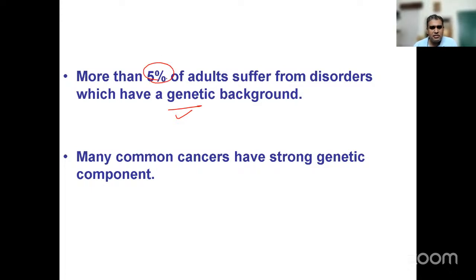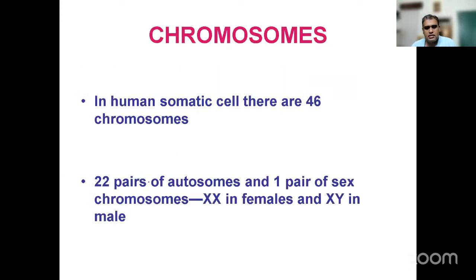Many common cancers have a strong genetic component, as you will study in pathology and medicine. It will also play a role in biochemistry. Now, let us review our brief knowledge of chromosomes. There are 46 chromosomes: 22 pairs of autosomes and one pair of sex chromosomes. So it is either 44XX or 44XY, a total of 46. 44XX is female and 44XY is male.